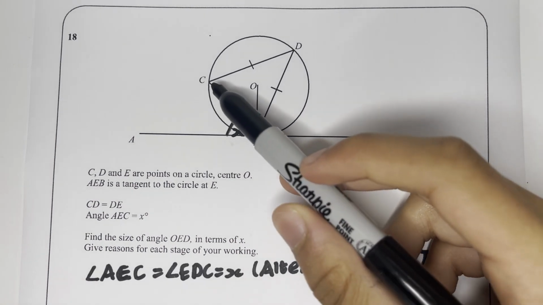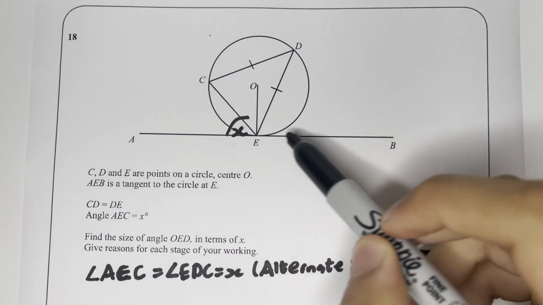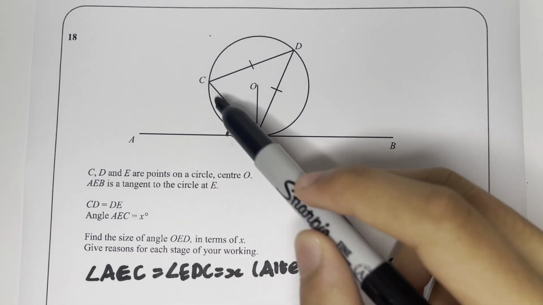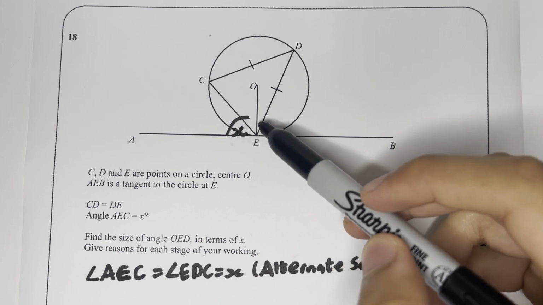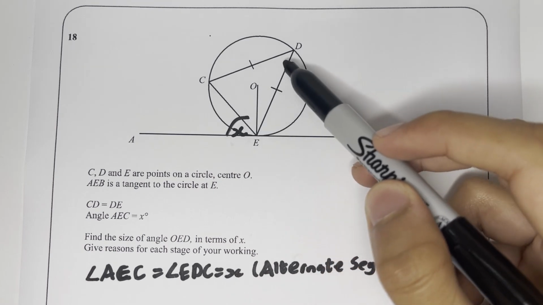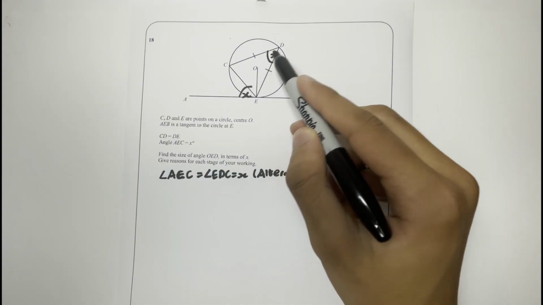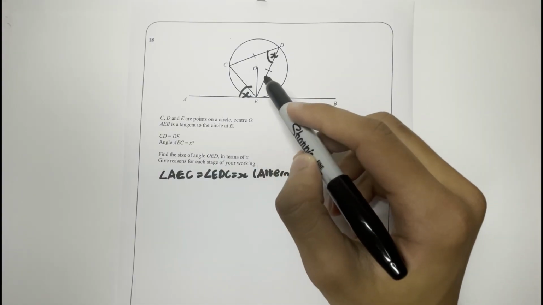Since we have an angle formed between an inscribed triangle and the tangent, we can use the alternate segment theorem here. This means that angle AEC, x, is also equal to angle ADC, which is the opposite angle in the triangle, so this is also equal to x. And the triangle has 2 equal sides. That means this triangle is isosceles.